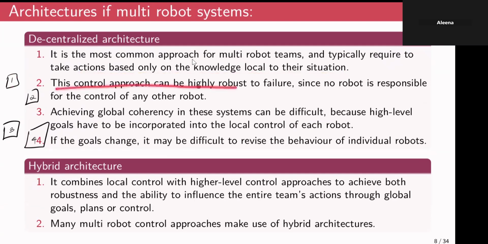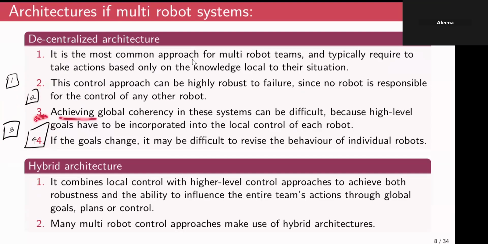This control approach can be highly robust to failure, since no robot is responsible for the control of any other robot. Unlike the hierarchical architecture, where if a robot at the higher levels fails, everything down the line will also be inoperable, in a decentralized architecture, if one robot fails, since it is not affecting any other robot, the operations of all the remaining robots are not affected. You can simply replace the failed robot with an exactly identical robot, and the tasks can be resumed. And this entire thing will not affect the other functioning robots.